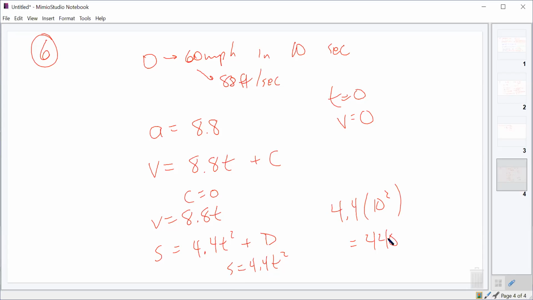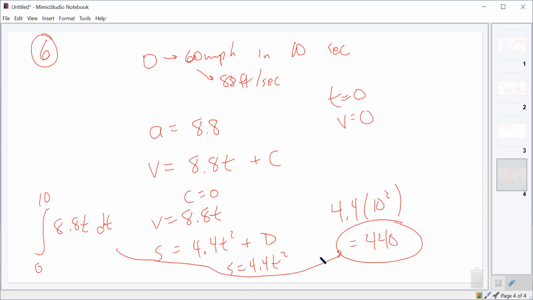Good? Yes. Mm-hmm. Correct. Or you could alternatively just do this, an integral from 0 to 10 of 8.8t. That'd be fine too. Yep. Either one is good.